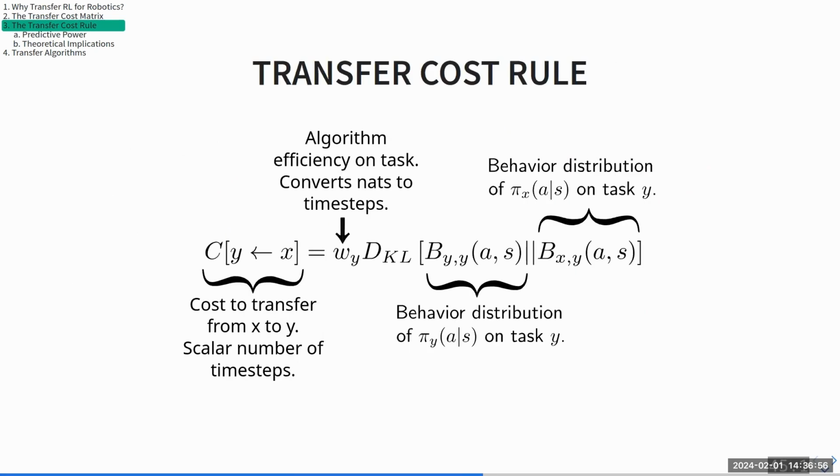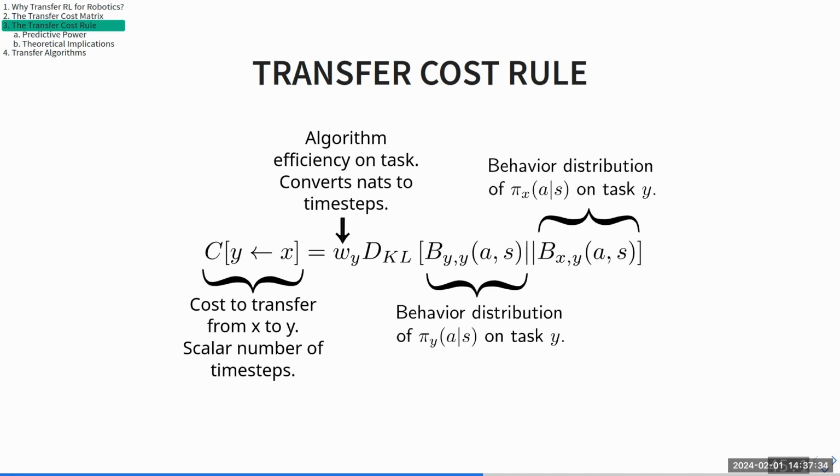The transfer cost rule I found that works most effectively is to compute the KL divergence between the cross-task distribution of pi x on task y and the distribution of a reference policy pi y on task y, where pi y is the closest policy, implicitly minimizing the KL divergence to pi x. Then you use a coefficient that describes how difficult the task is, which we can also interpret as a way of converting units: the KL divergence measures the relative entropy between two distributions in nats, and it converts them into time steps.